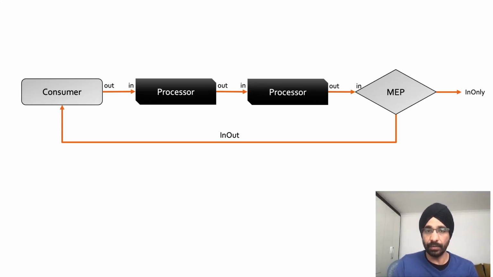So if it's in only, it won't reply. If it's in out, then it will basically set the output on the exchange dot out, and it will go back to your consumer, or to the endpoint.